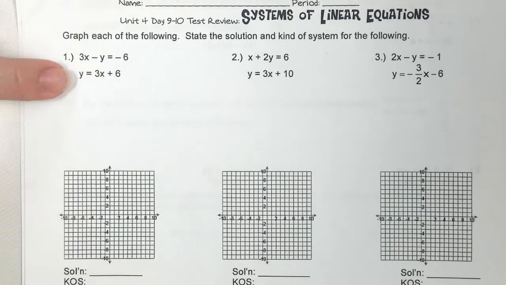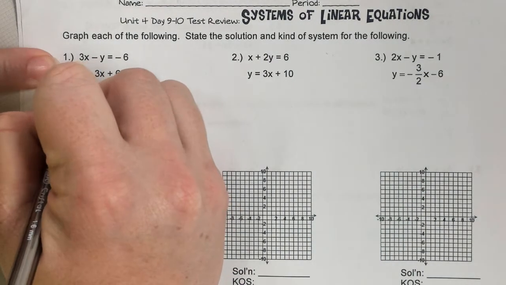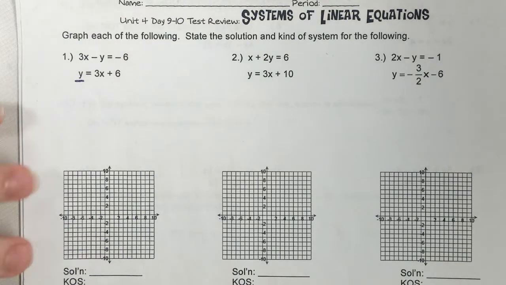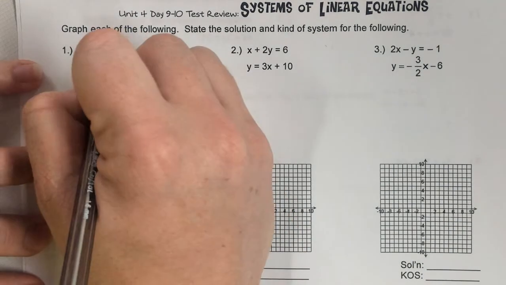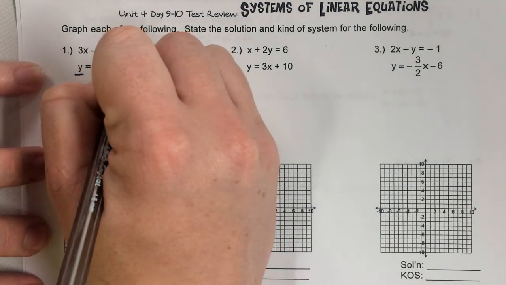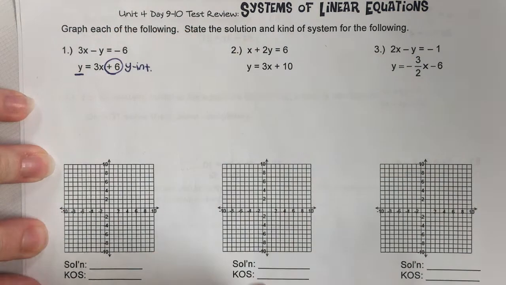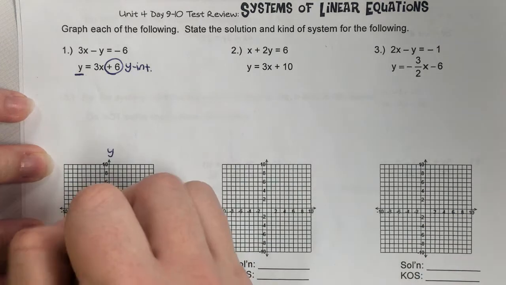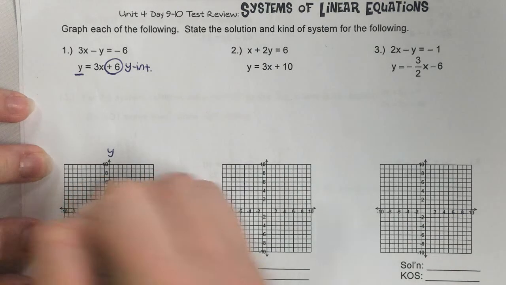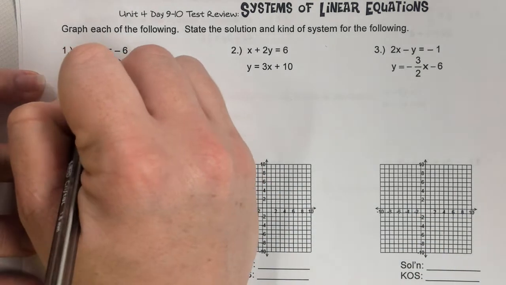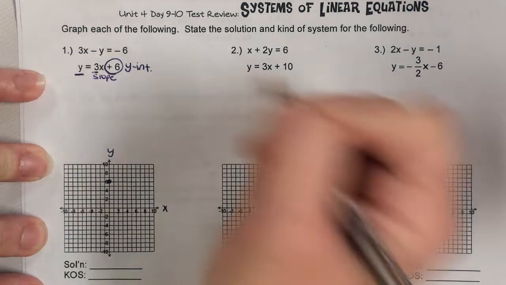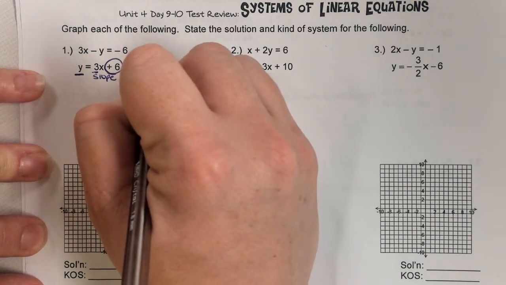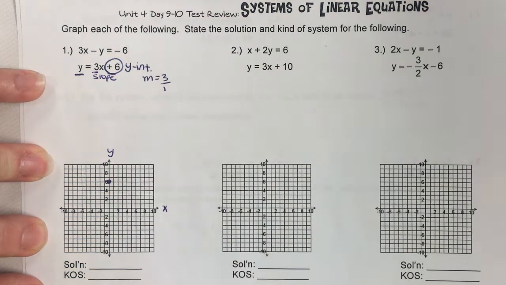So I'm going to graph the first one, that's y equals, because when y is alone, I can graph right away. So my y-intercept is 6, because that's my number without x. This is my x-axis, y-axis. And my slope is my number with x. And so my slope is 3, which I make a fraction as 3 over 1.